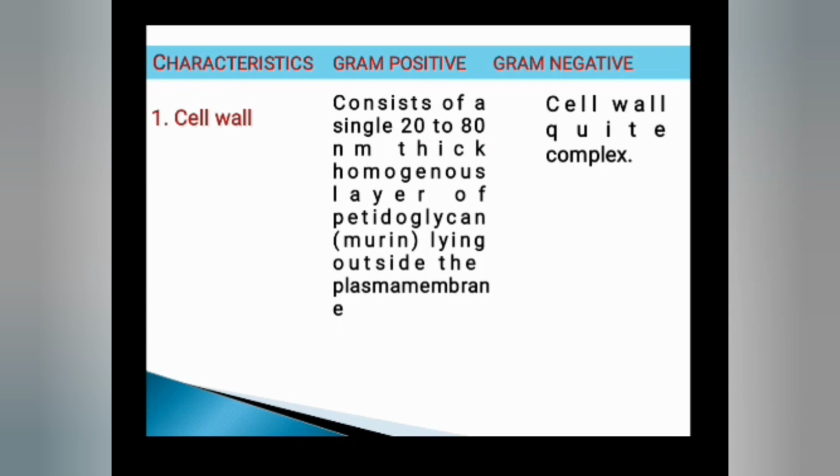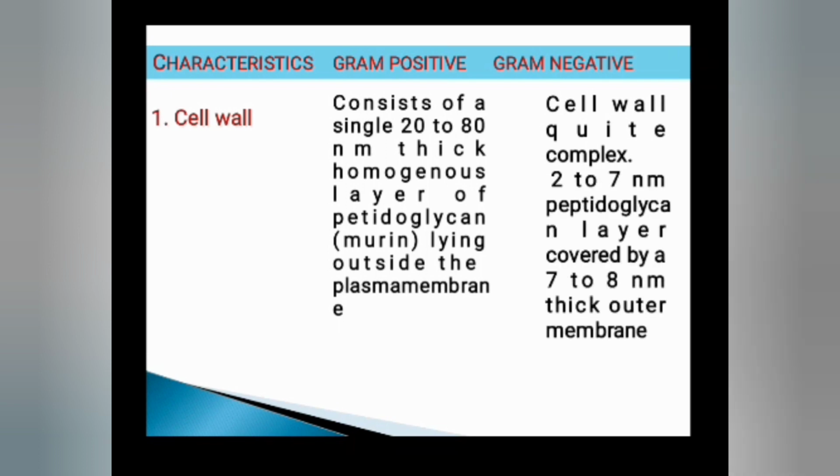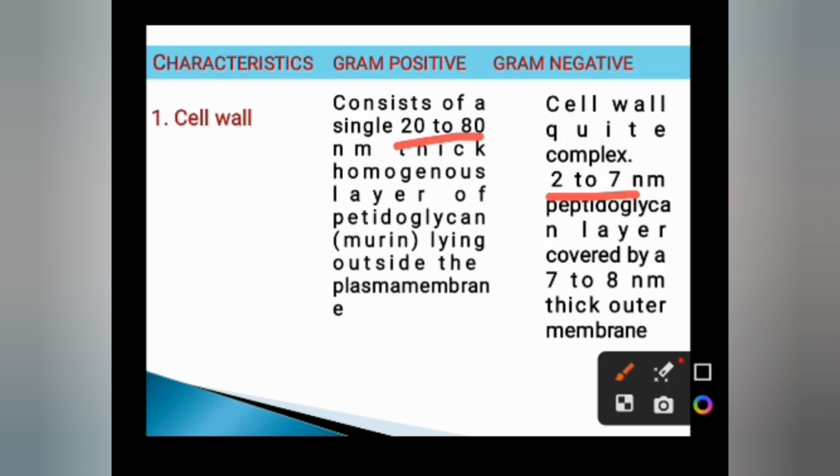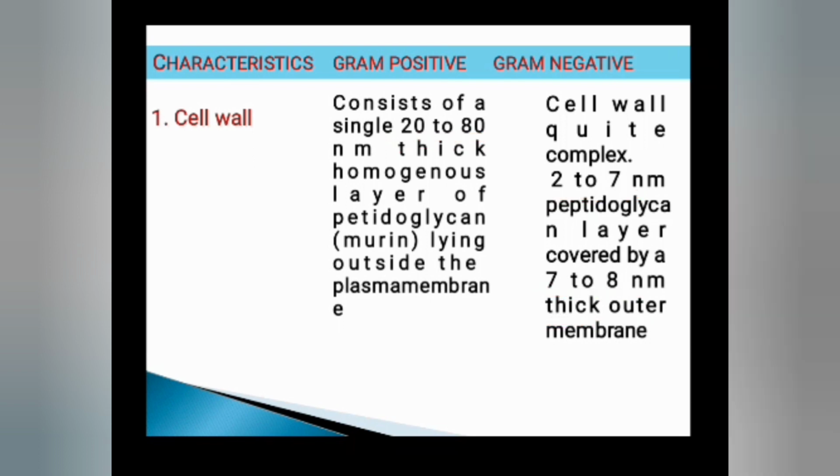Next is the gram-negative bacteria. The cell wall composition of gram-negative bacteria is quite complex. It is covered by an outer membrane. It first consists of the peptidoglycan layer, which is covered by a thick outer membrane, which is not present in gram-positive bacteria. This peptidoglycan layer is 2 to 7 nanometer thick, whereas in gram-positive bacteria it is 20 to 80 nanometer thick. And this peptidoglycan layer is covered by an outer membrane which is 7 to 8 nanometer thick.